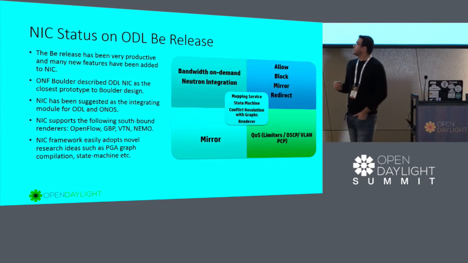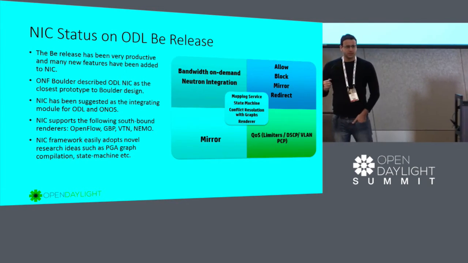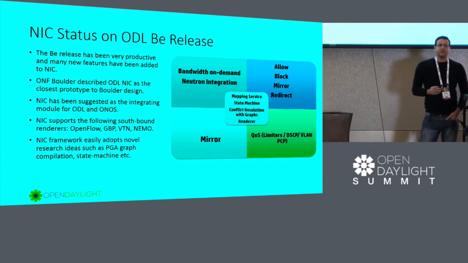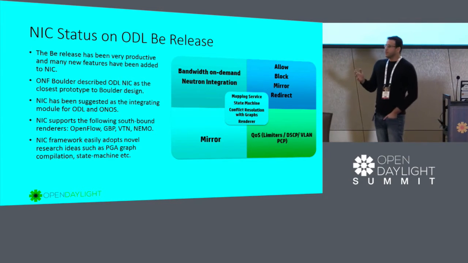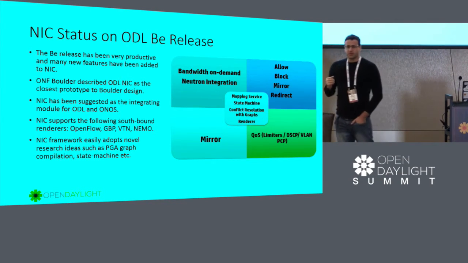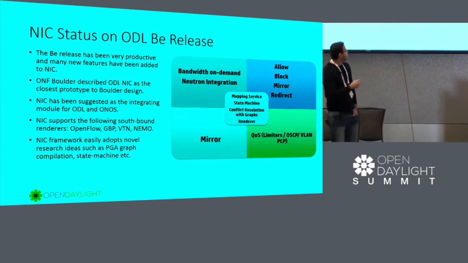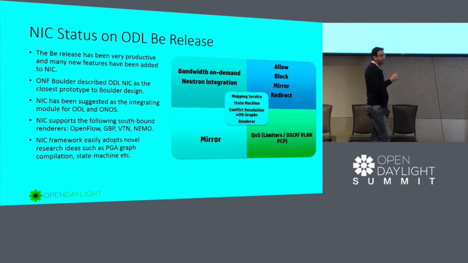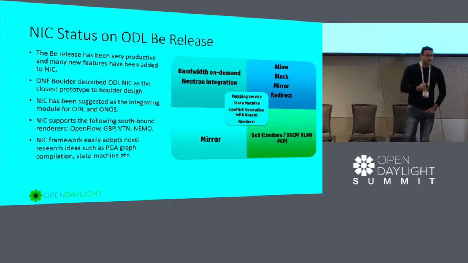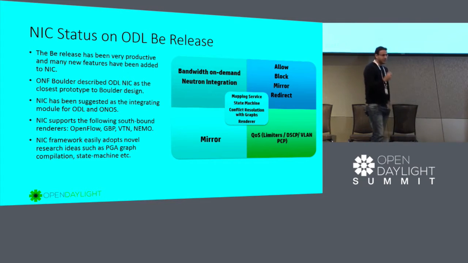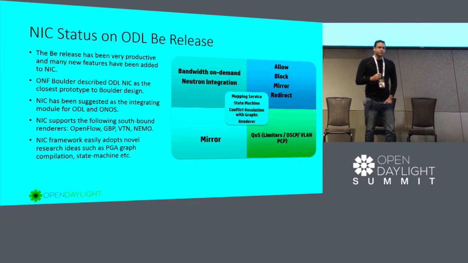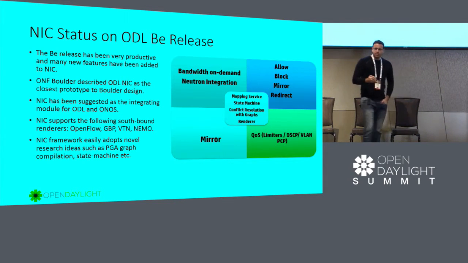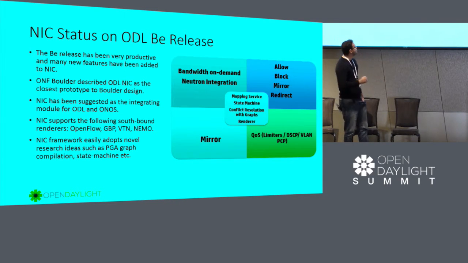I want to start by talking about the current status of the NIC project on the Beryllium release. The Beryllium release has been very productive for the NIC project. In this release, we added some new features. One of those features was bandwidth on demand, and another one was mapping cells, which John will present for you today, and an intent state machine. This intent state machine will be responsible for keeping track of all those intents, and I will talk in more detail in the next slides.